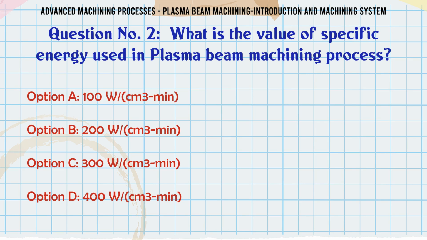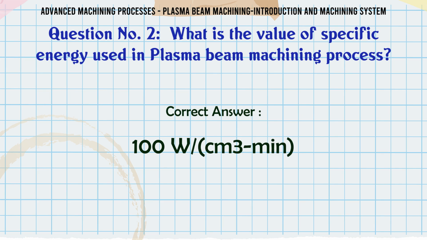What is the value of specific energy used in plasma beam machining process? A. 100 watts/cm3/min. B. 200 watts/cm3/min. C. 300 watts/cm3/min. D. 400 watts/cm3/min. The correct answer is 100 watts/cm3/min.